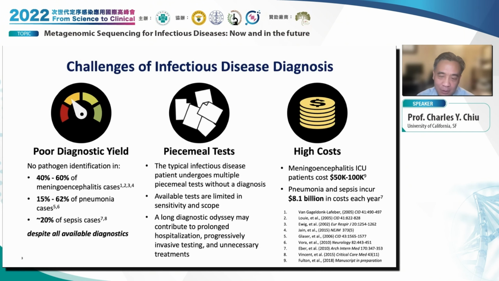So this is a slide that you may have seen last year, but I just want to introduce this as a way to show the situation for us as infectious disease clinicians. There are many current challenges to diagnosing infections. One is that the diagnostic yield tends to be still poor in many acute infections, whether it's meningoencephalitis, pneumonia, or sepsis. And this is despite all available diagnostic testing.